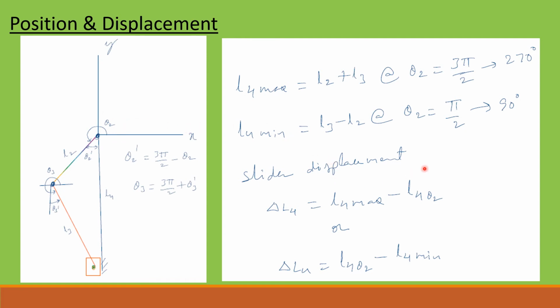Now slider displacements can be written as, if you want to consider bottommost position of the slider as the 0 position, L4 max is that 0 position. So delta L4 can be written as L4 max minus L4 theta 2. So L4 theta 2 is the position of the slider at any given angle theta 2. Similarly, if you want to consider topmost position of the slider as the 0 position, in that case delta L4 equal to L4 theta 2 minus L4 minimum. Again, L4 theta 2 is the position of the slider at any given angle theta 2.